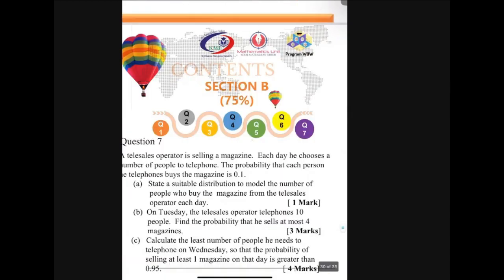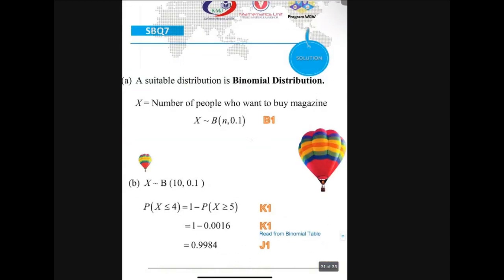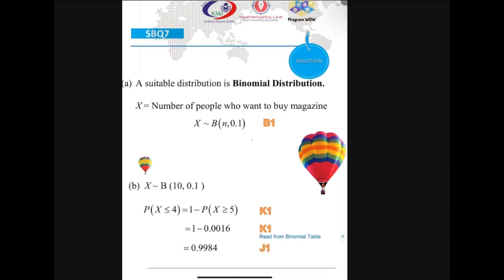So for the first part, as I said before, this refers to a binomial distribution, but we don't know the number of people that he called. So n, I leave it as n first. And then the probability of success, the probability that people will buy the magazine, is 0.1. Rewrite this as a distribution: X is distributed binomial B(n, 0.1).